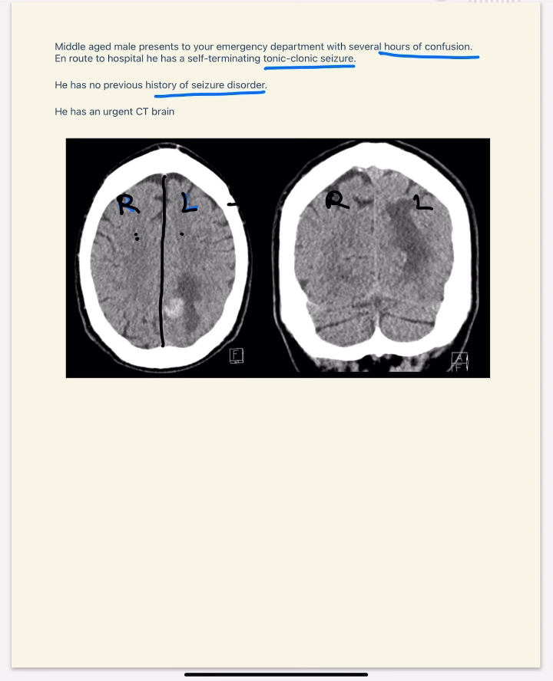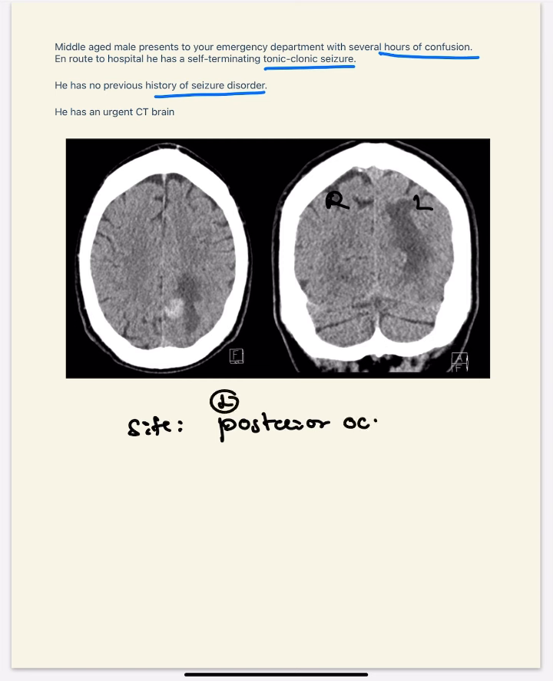Let me orient you to the CT finding. This is the frontal lobe, this is the occipital lobe. In the occipital lobe you are finding a hyperdense lesion. This lesion is white in color, so it is hyperdense. Where is the lesion site? The site is the left posterior occipital lobe. It is intraparenchymal, which means inside the parenchyma of the cerebral hemisphere.